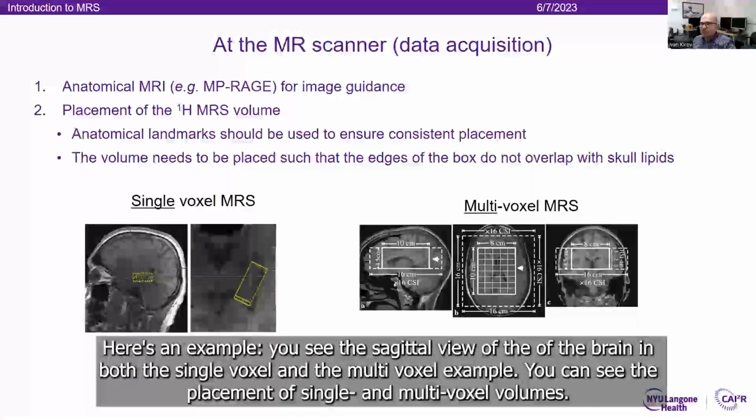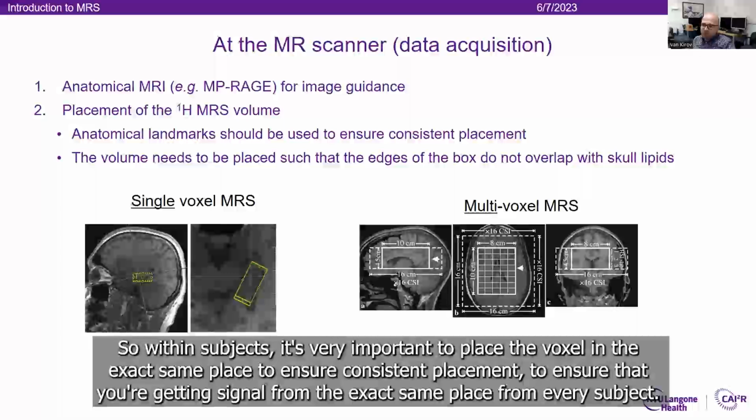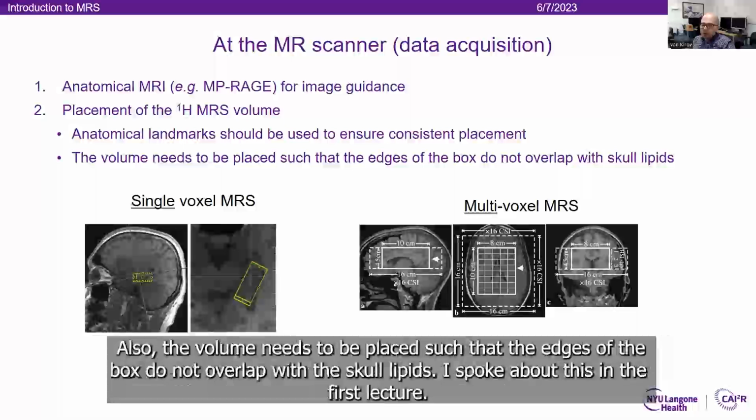Here is an example. You see the sagittal view of the brain both in the single voxel and the multivoxel example. You can see the placements of single and multivoxel volumes. These placements are made using anatomical landmarks. For example, here in the single voxel MRS picture, the voxel is placed on the hippocampus. So within subjects, it's very important to place the voxel at the exact same place to ensure consistent placement, to ensure that you're getting signal from the exact same place from every subject.